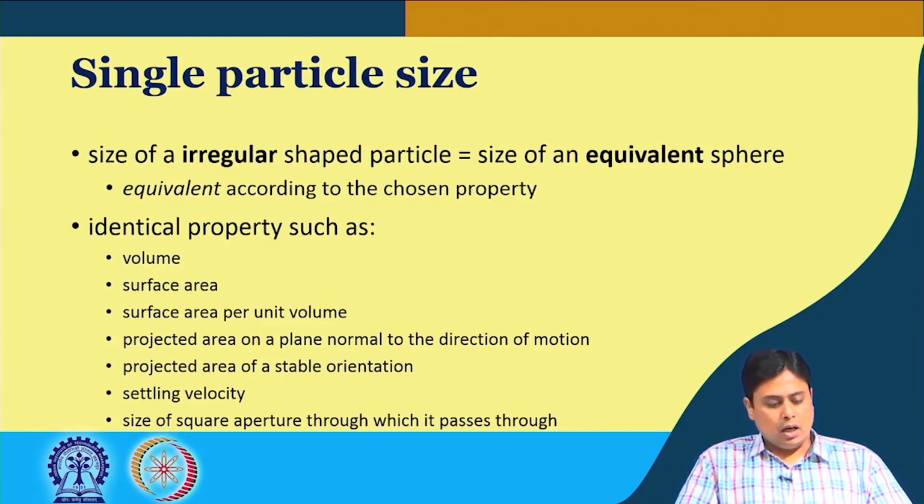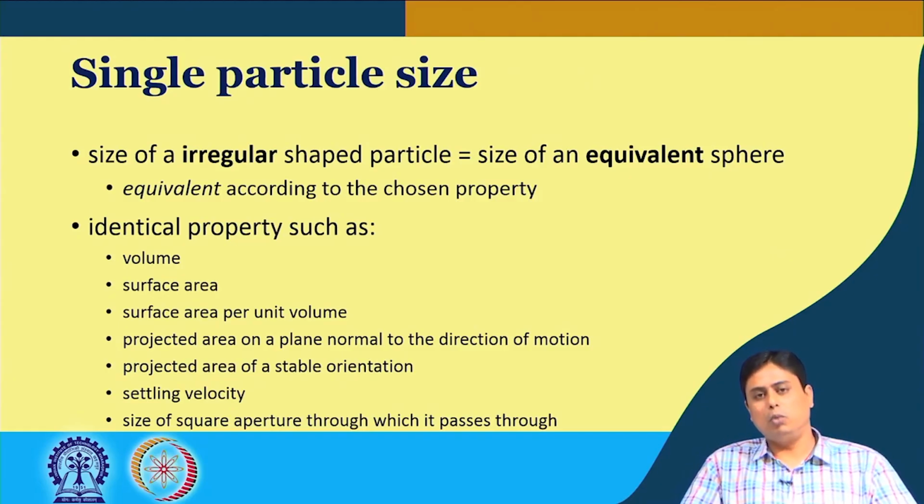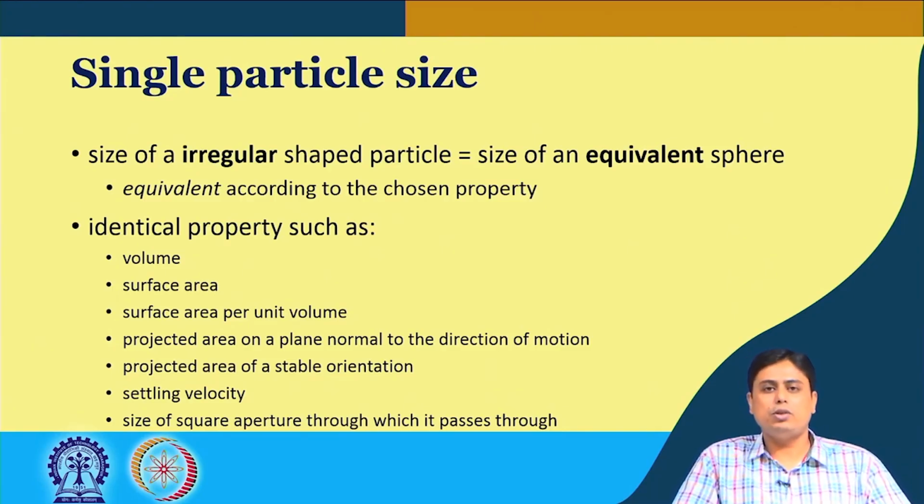Similarly, the projected area on a plane normal to the direction of motion, because of the irregular shape, will have a different projection area. But if you can get the projected area on a plane normal to the direction of its motion, and you equate that area with the area of a sphere and then calculate the diameter of the sphere, you can get another size of the same particle.